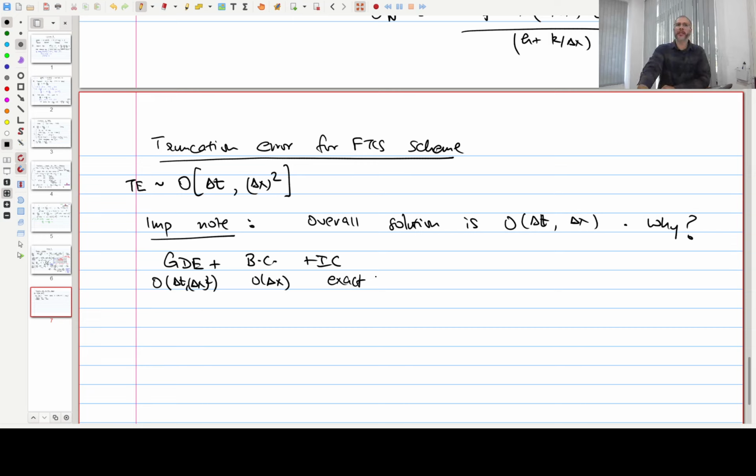So what we see is that even though we spend a lot of energy in making the discretization of the differential equation order delta t delta x squared, we did not get that squared benefit because our boundary conditions were delta x. So the overall solution takes the lowest order out of these three. So delta t had a lowest order of delta t and delta x had a lowest order of delta x here because of the boundary condition.